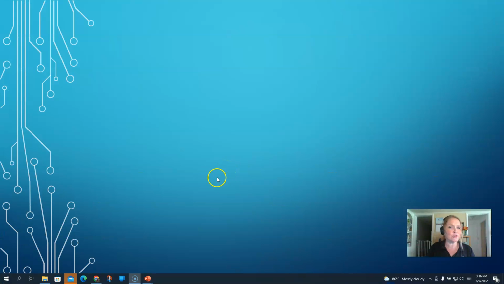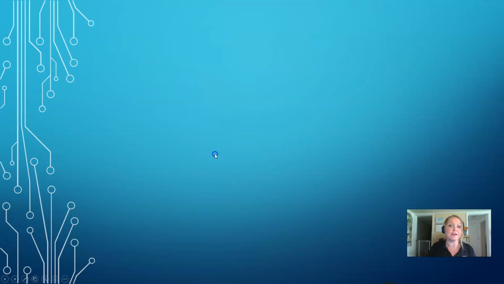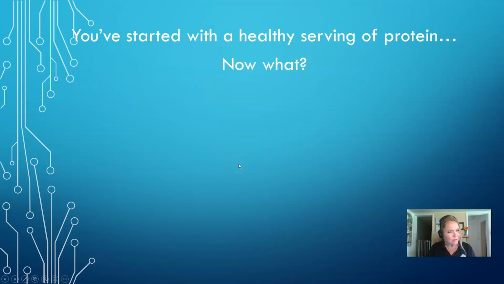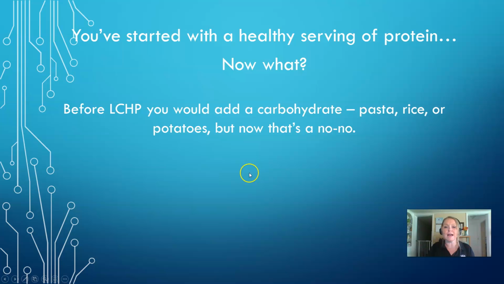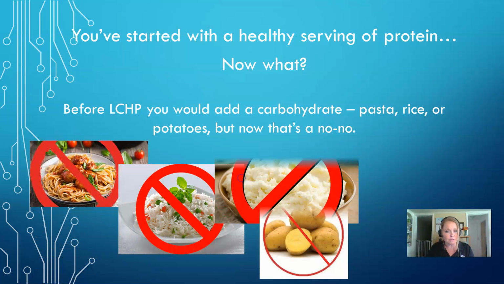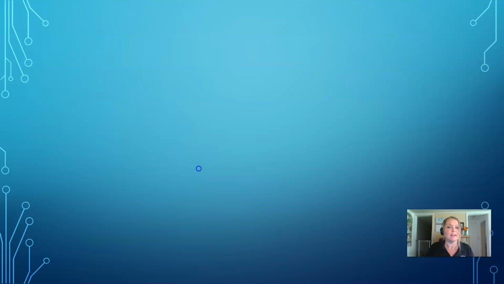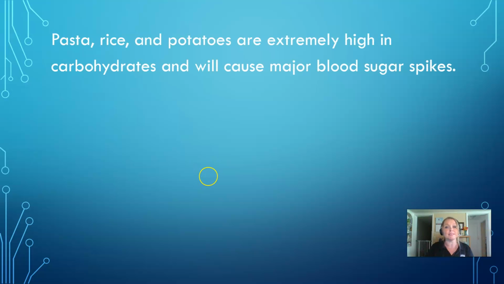So you've decided to try the low carbohydrate, high protein way of eating. And after watching the last video, you started with a healthy serving of protein like we discussed. But then what? Before low carbohydrate, high protein, you probably would have added a carbohydrate source, something like pasta or rice or potatoes. But now those things are a no-no. And that is because pasta, rice, and potatoes are extremely high in fast-acting carbohydrates, and fast-acting carbohydrates cause major blood sugar spikes. And that's what, of course, we're trying to prevent.